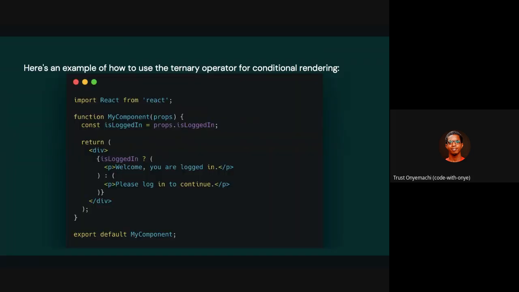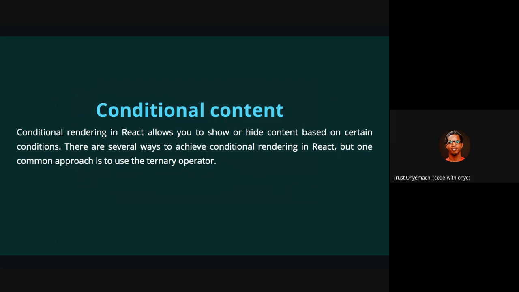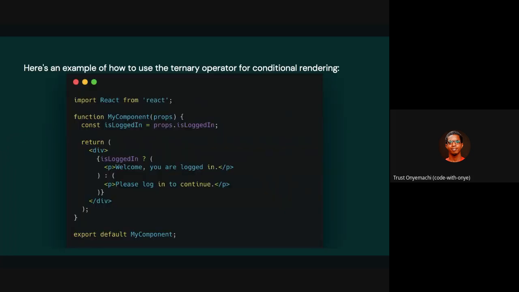So let's see an example. What is conditional rendering? I've described it here, but in a simpler way, conditional rendering is the way you give an element a condition for what you want it to do. Like, if it's not like this, do like this. If it's like this, do like this. So you are like the boss giving commands. That is how conditional rendering works. So here's an example of using the ternary operator for conditional rendering.